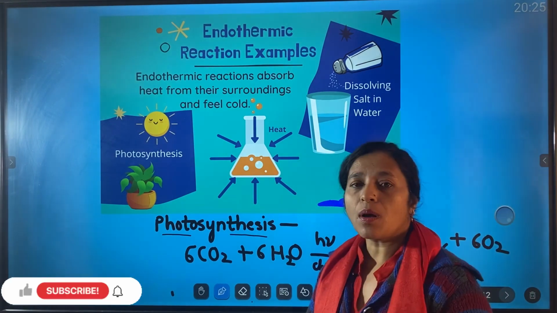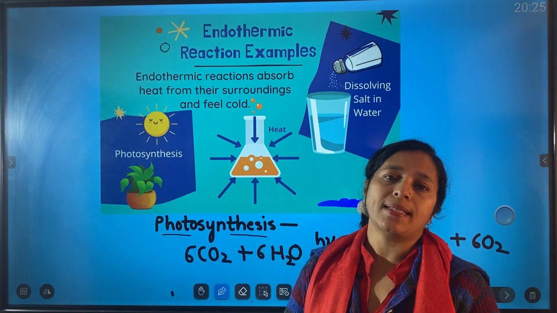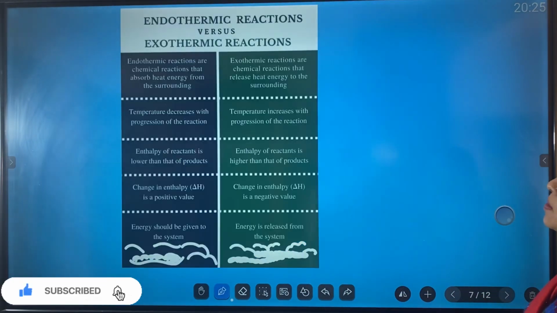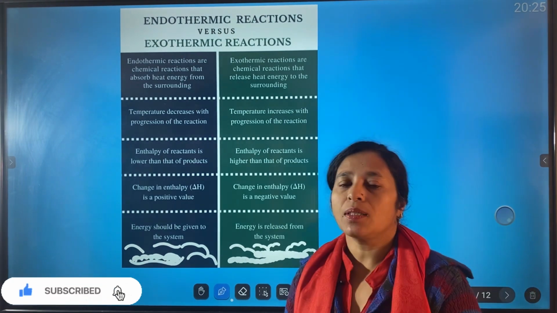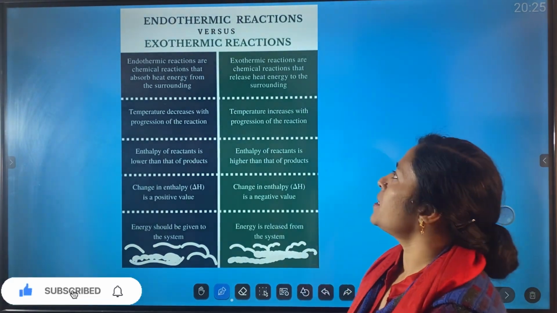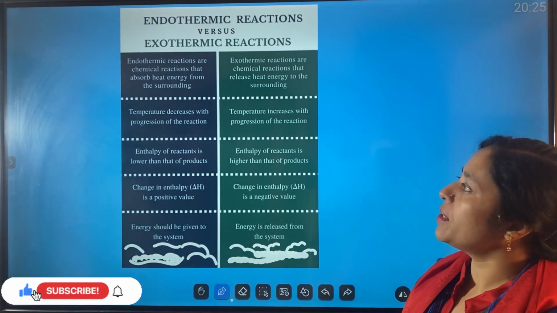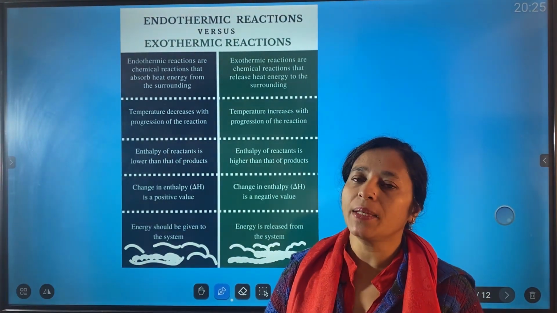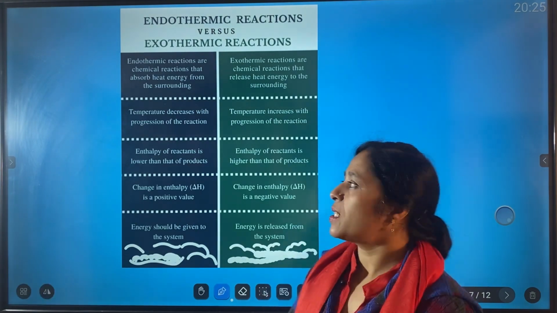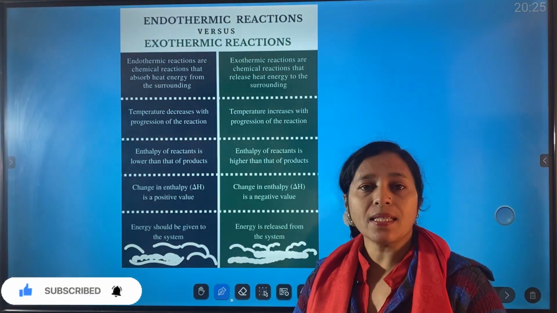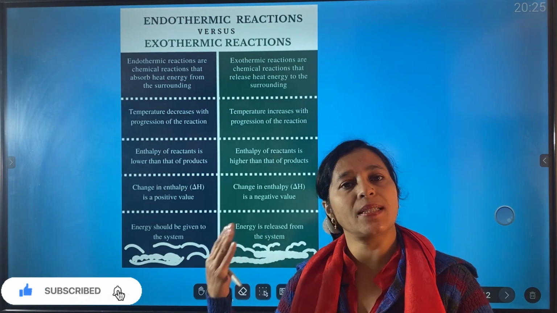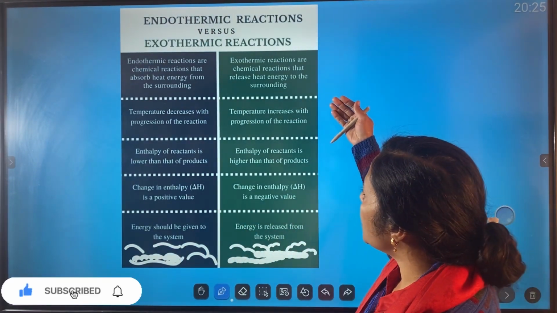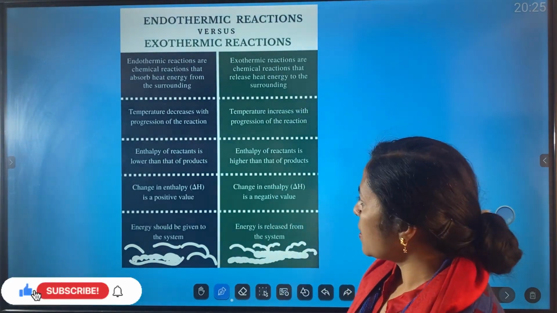When you dissolve salt in water, this is also an example of an endothermic reaction. So endo means absorption. If we look at the difference between endothermic and exothermic reactions, heat absorption takes place in endothermic and heat evolution takes place in exothermic. Since heat is being absorbed in endothermic, the temperature decreases, whereas since heat is evolved in exothermic, the temperature increases with the progression of the reaction.